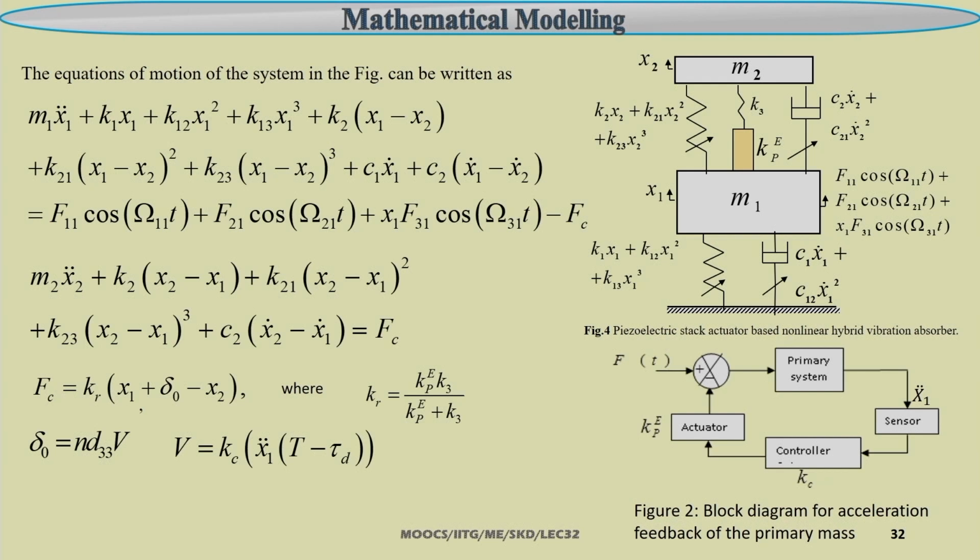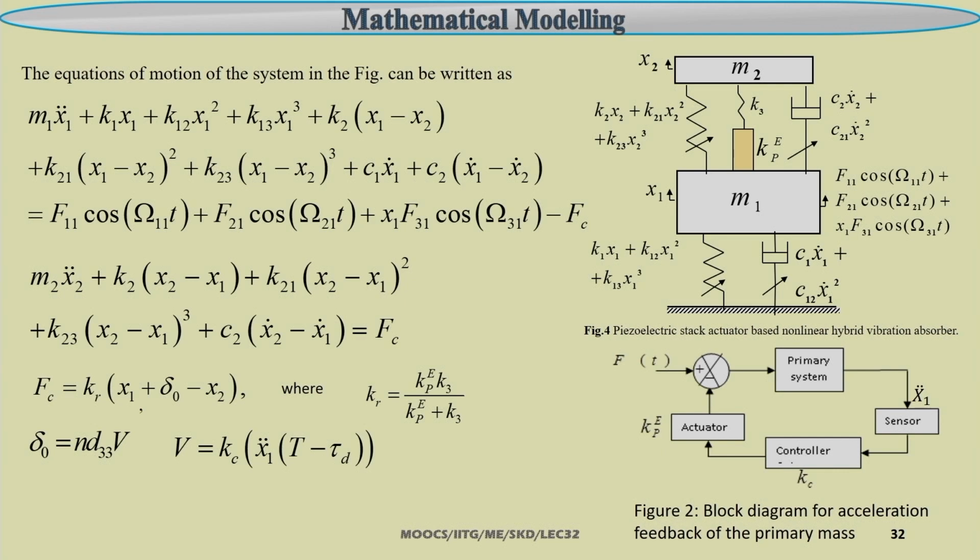So, delta 0 is the displacement of the stack actuator, x 1 is the displacement of the primary system. If we are not considering the stack actuator, then it could have been different. So, now by considering the stack actuator, we have to add this delta 0. So, total displacement will be x 1 plus delta 0 minus x 2. So, this F c is written equal to k r into x 1 plus delta 0 minus x 2, where k r equals the combined series stiffness of k p e and k 3.